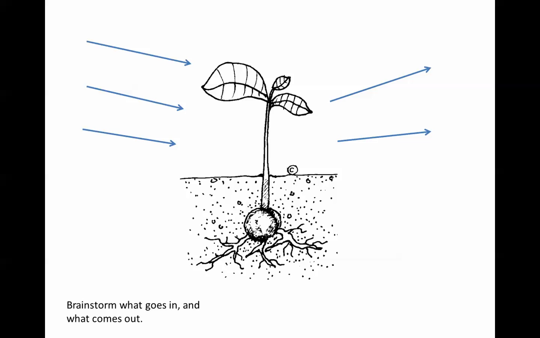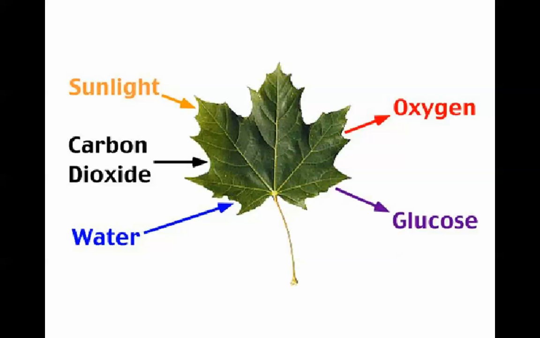So at this point, you should be familiar with the process of photosynthesis and what a plant needs to do photosynthesis and what a plant gives off. So we know that a plant needs sunlight, it needs water, and it takes in carbon dioxide, and then it gives off glucose, which is the food for the plant, and it also gives off oxygen that we in turn take in and breathe. So here's another way of looking at it.